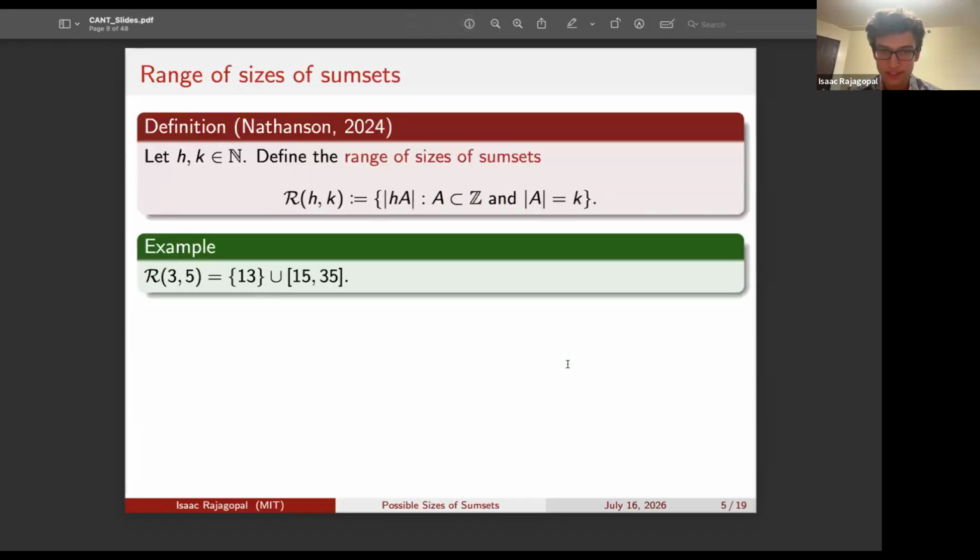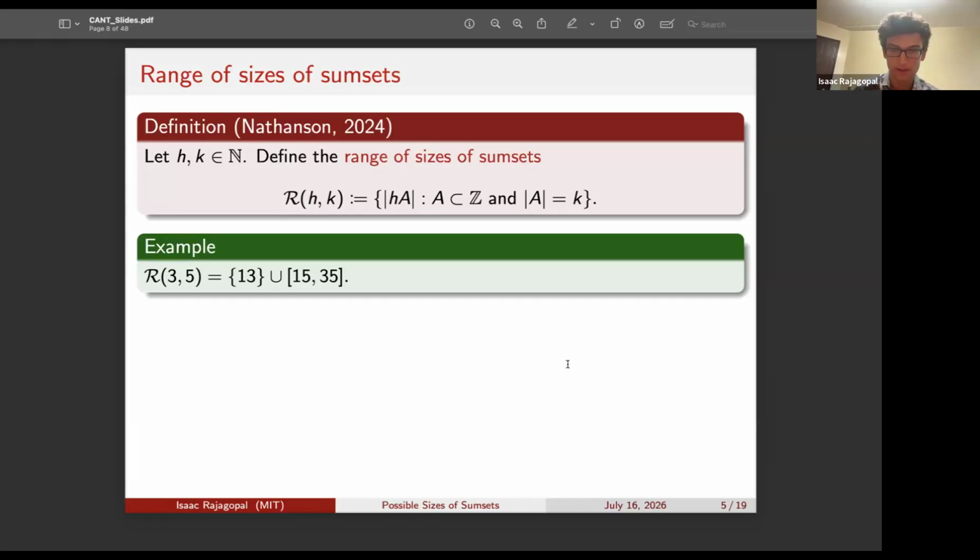Seeing the way that the size of 3A varies motivates the following definition due to Nathanson: R(h,k) is, if we look at all sets A of k integers, the set of possible sizes of the sumset hA. From the last slide, we saw that 13, 15, and 35 are all examples of elements of R(3,5). And it turns out that R(3,5) is going to be the whole interval from 13 to 35 minus the point 14. So it turns out we can get everything between 15 and 35. We can't get bigger than 35. We can't get less than 13. And interestingly, we can't get 14.